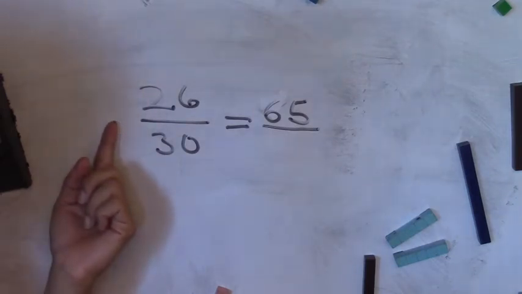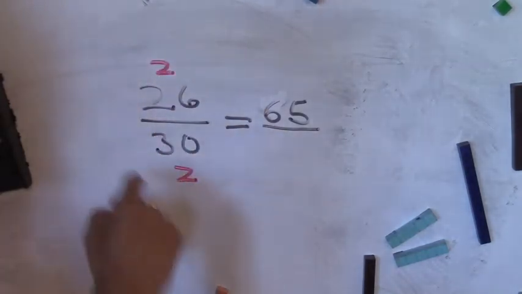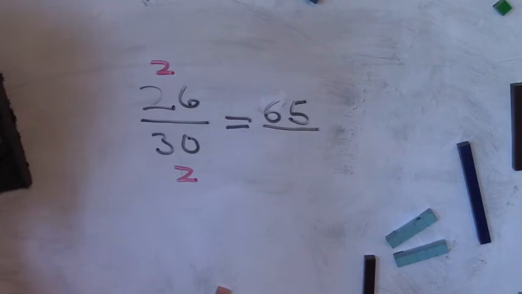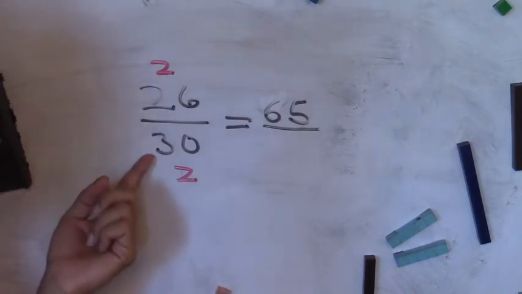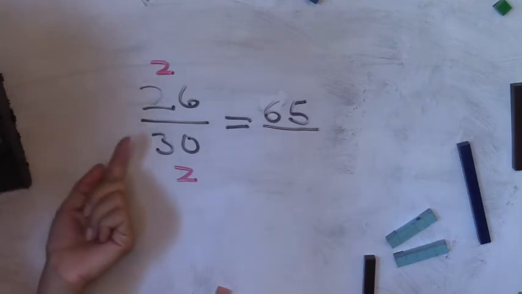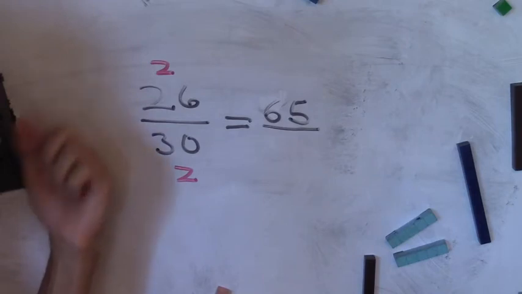Well, 1, obviously, but then I just get back to 26 over 30, so we don't want to do 1. Would 3 go? 3 wouldn't go. Would 4 go? 4 wouldn't go, because 4 times nothing is 26, and 4 times nothing is 30. 5 won't go. 6 won't go. 7 won't go. 8 won't go. Let's just go with 2.